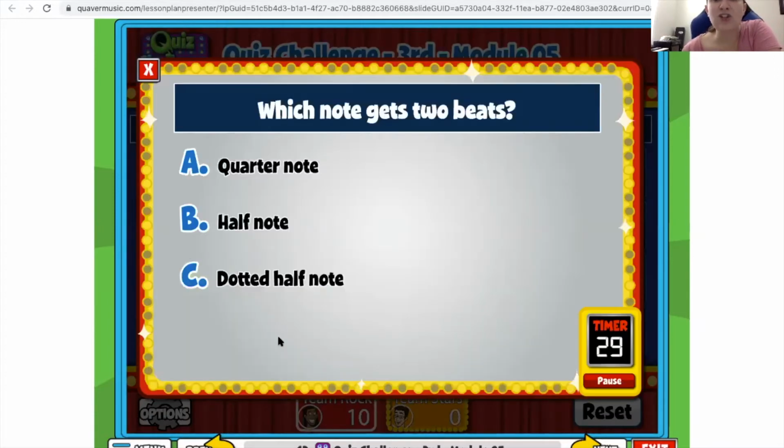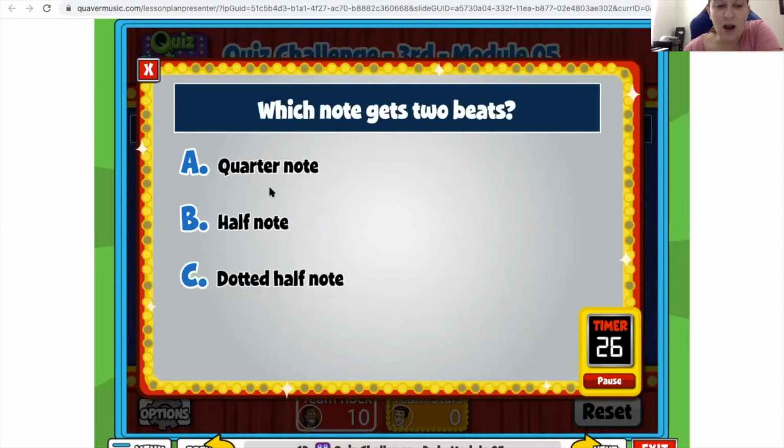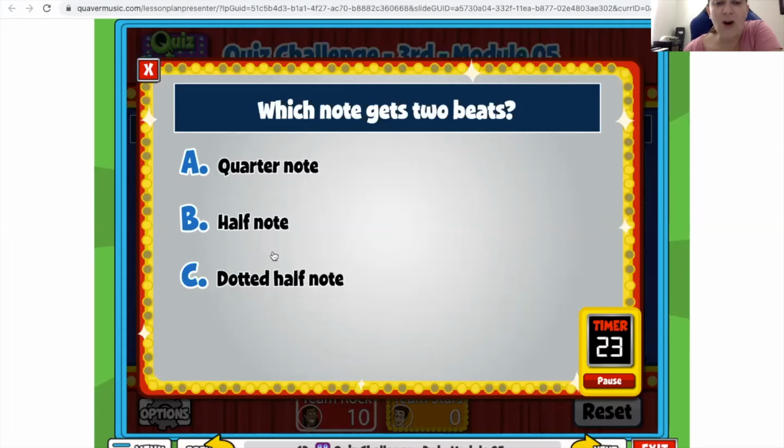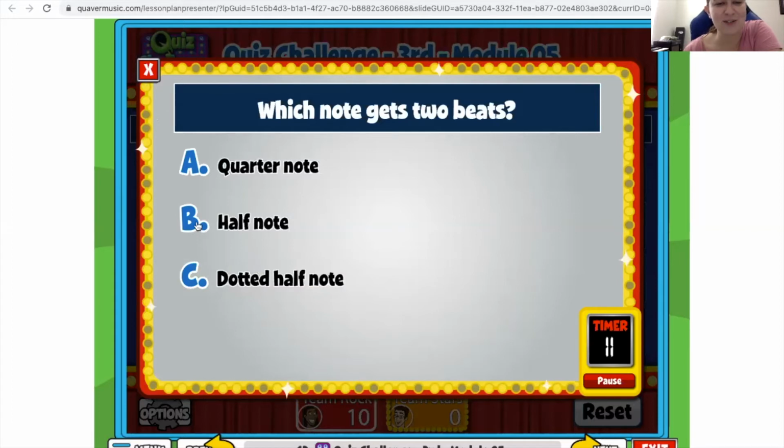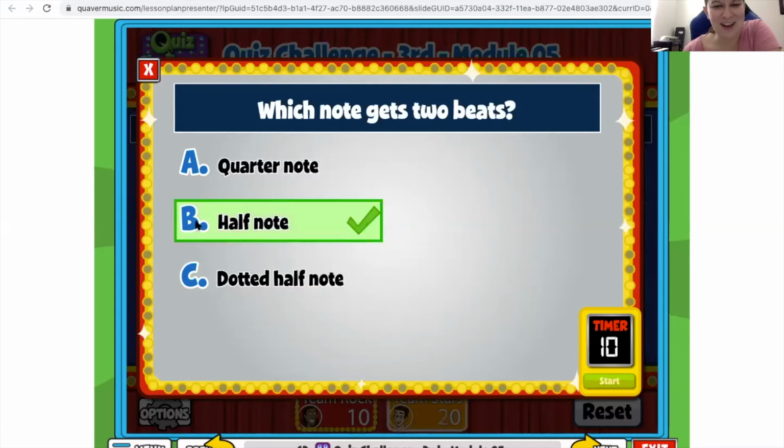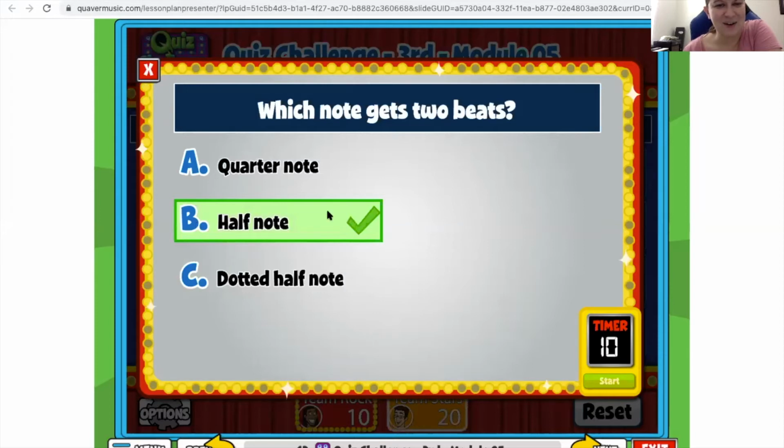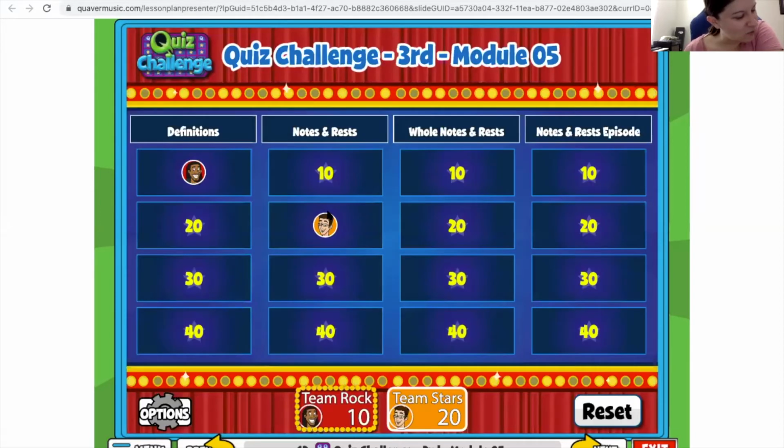So which note gets 2 beats? Is it our quarter note, our half note, or a dotted half note? So this is one that we learned today. We said our quarter note gets 1 beat, so it can't be that. And we didn't learn about our dotted half note. So if you said half note, you are correct. Okay. And I think we have one more for this category. Yep, for 30 points.